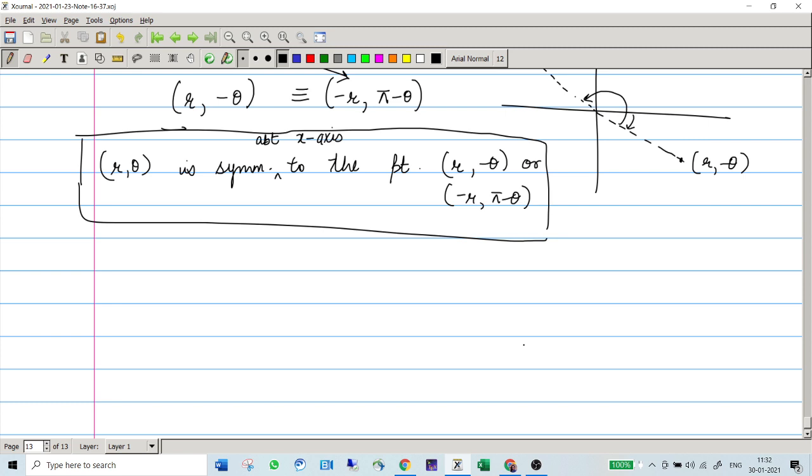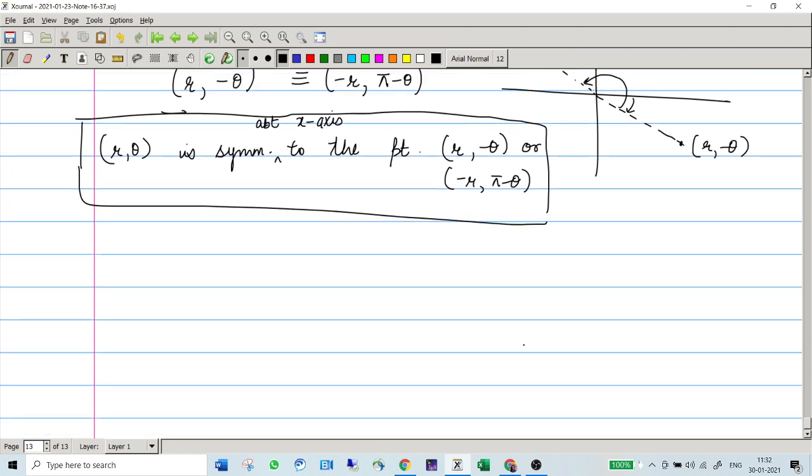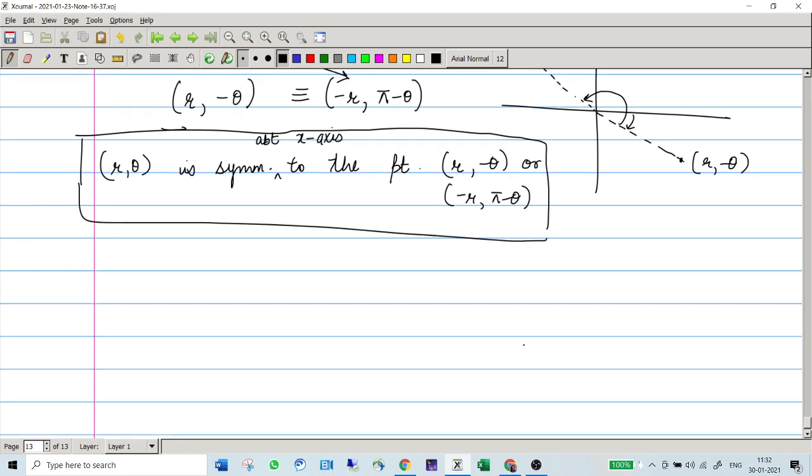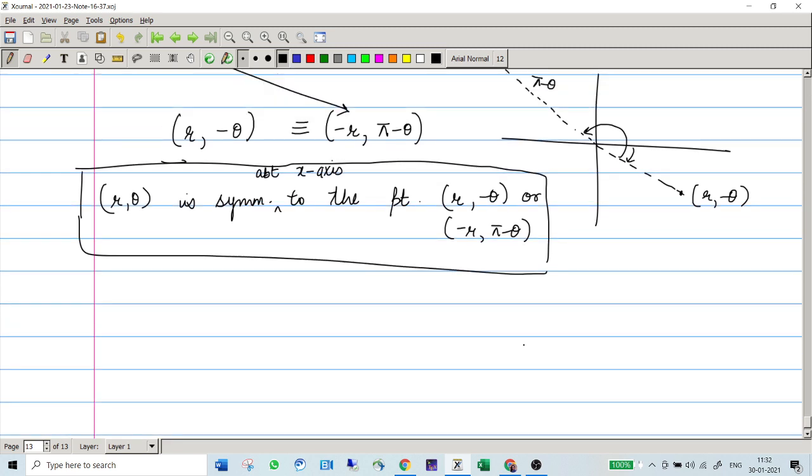Is there anything? Yes, ma'am, one question. Hmm. So minus r comma pi minus theta, won't it be symmetric about the y-axis? Absolutely, we are moving to that now. But you've written x-axis for both the points. No, look, this is about the x-axis, but when you are talking about the y-axis, this minus r thing will disappear, the minus sign will disappear.